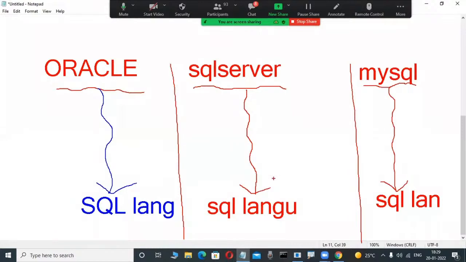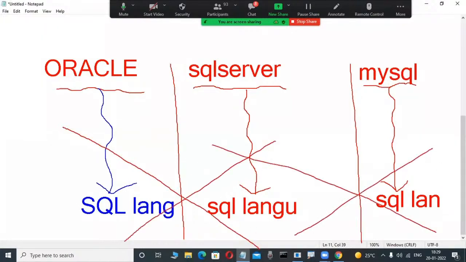Easy. Maybe some technical persons are there in our class, they're telling only. Are all these SQL languages the same or different? Very good. In our class, so many fellows are telling the same only. That is 100% wrong. All these SQL languages are different, not the same.